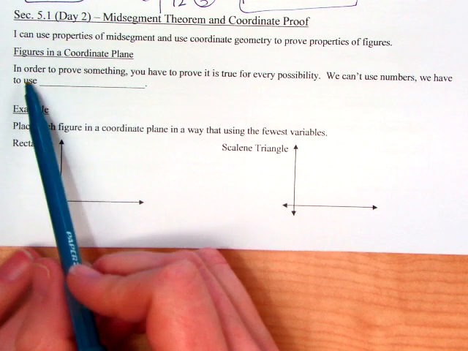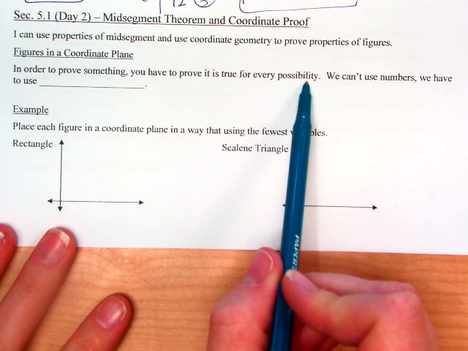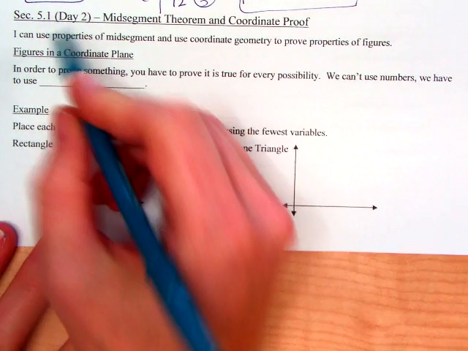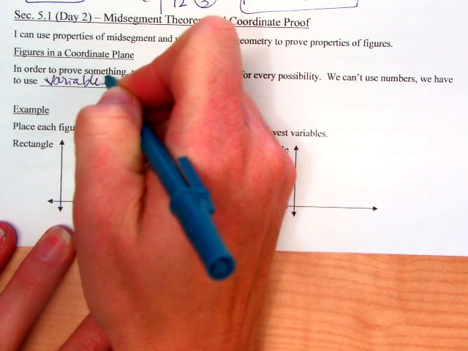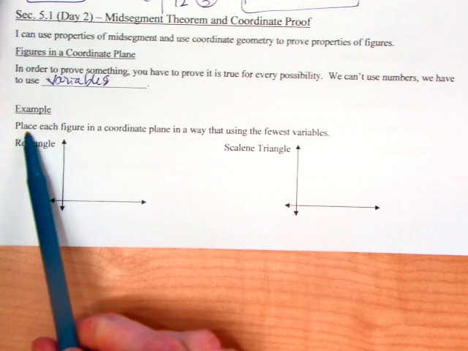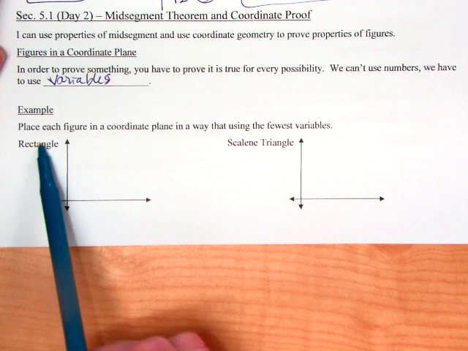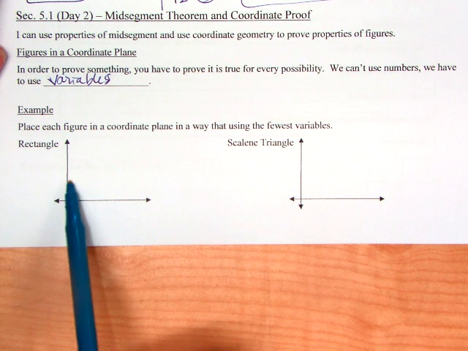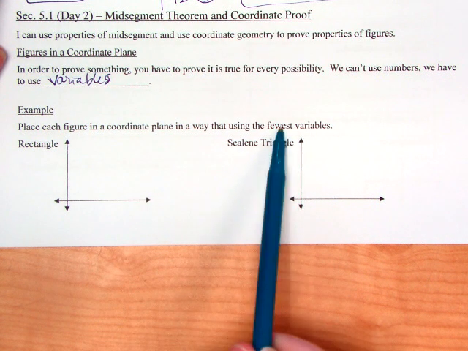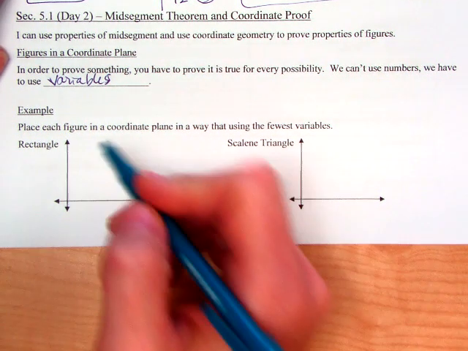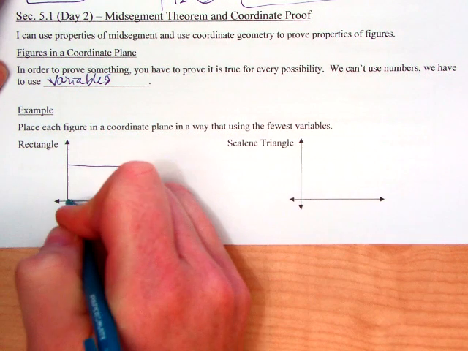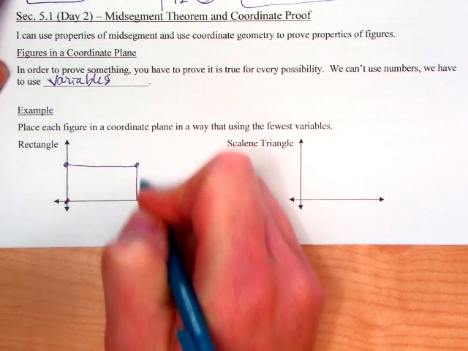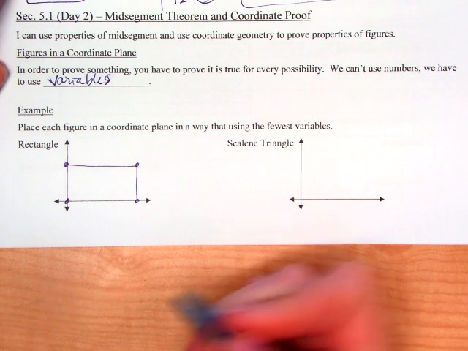So in order to prove something, you have to prove it's true for every possibility. We can't use numbers. We have to use variables. Okay? So what we first start off doing when you learn how to do a coordinate proof is just how to put a shape in the coordinate plane so that it uses the fewest number of variables, kind of like a little puzzle. So I'm going to put a rectangle out here, and we want to label every vertex with a point as though I were to travel there.